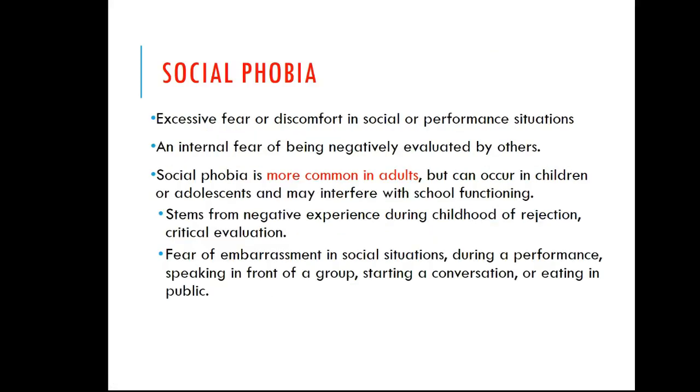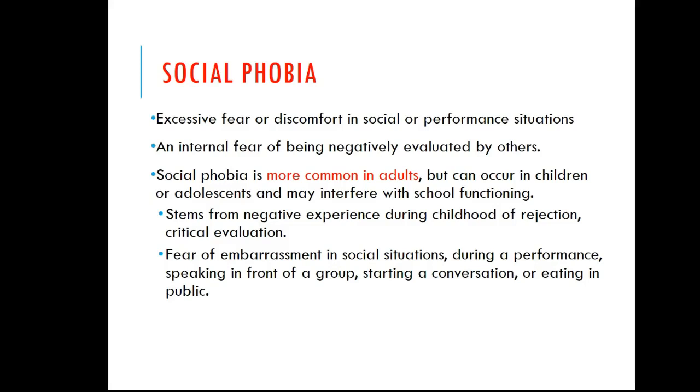The third type of anxiety that we're looking at is social phobia, and that is when you have an excessive fear or discomfort of a social situation, especially performance-oriented situations. They stem from an internal fear of being negatively evaluated and judged by others. Now, I will say social phobia is more common in adults, but we do see a certain degree of it in children, especially those who have extreme amounts of self-doubt. If it occurs during early childhood and does not get taken care of as a child transitions from childhood to adolescence, it may even interfere with school functioning.